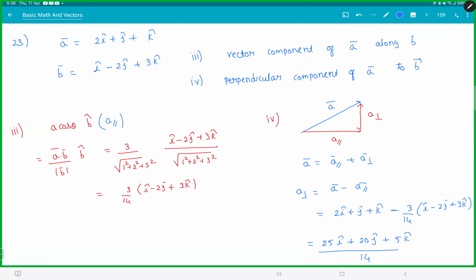Is this clear, everyone? You should definitely try this again tomorrow. Tomorrow take a rough paper and try to solve each and every question again.